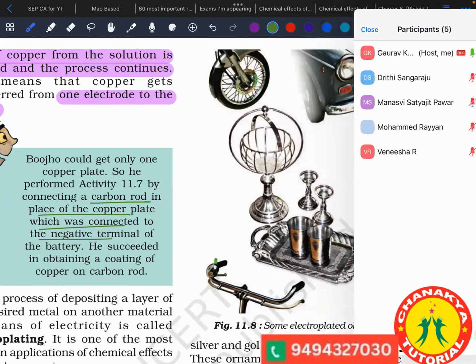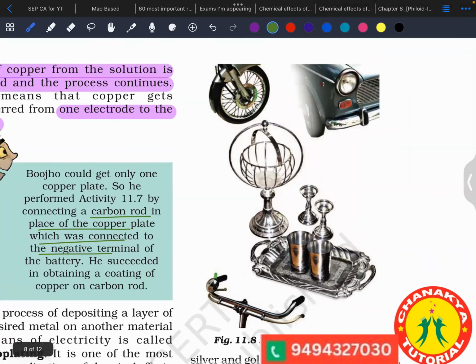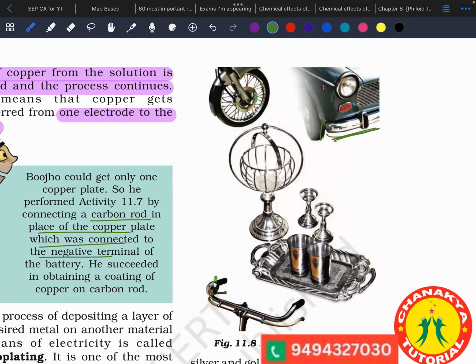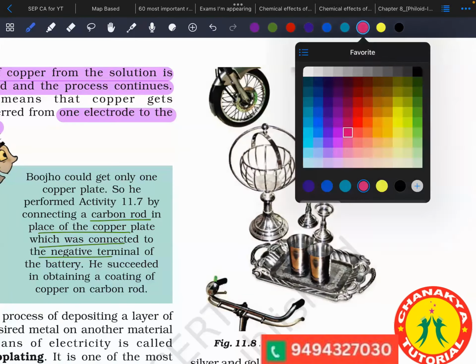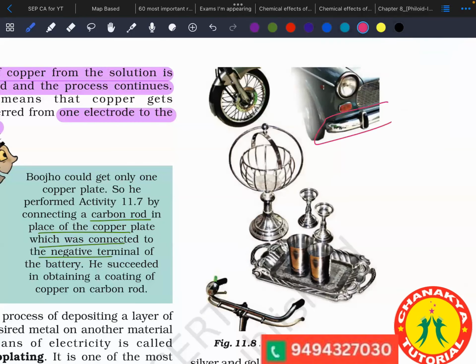No doubt, sir. Fine. So in the vehicles also, this front part is coated with silver. Can you guess why it is important to have this front part? Someone said balancing. Others, can you guess why we are using it? It is important to have this front part.